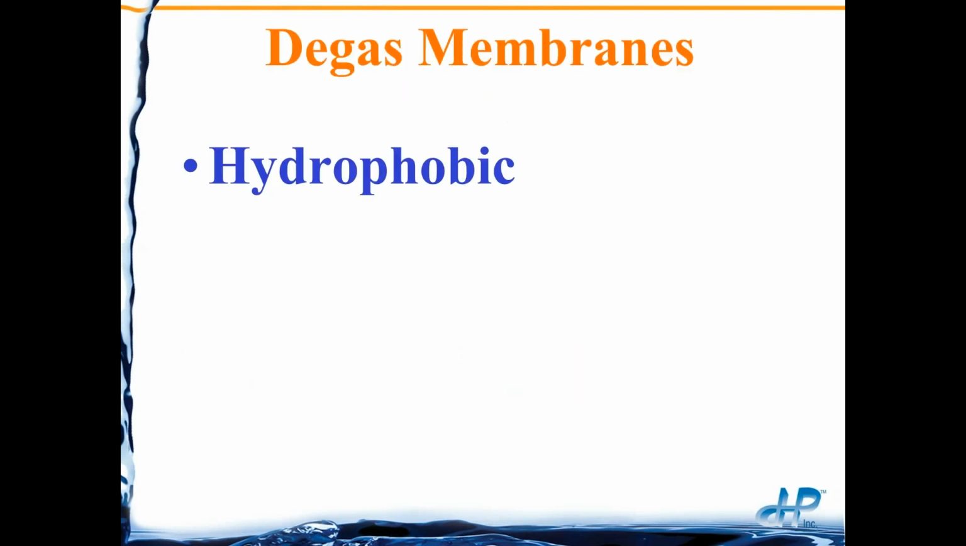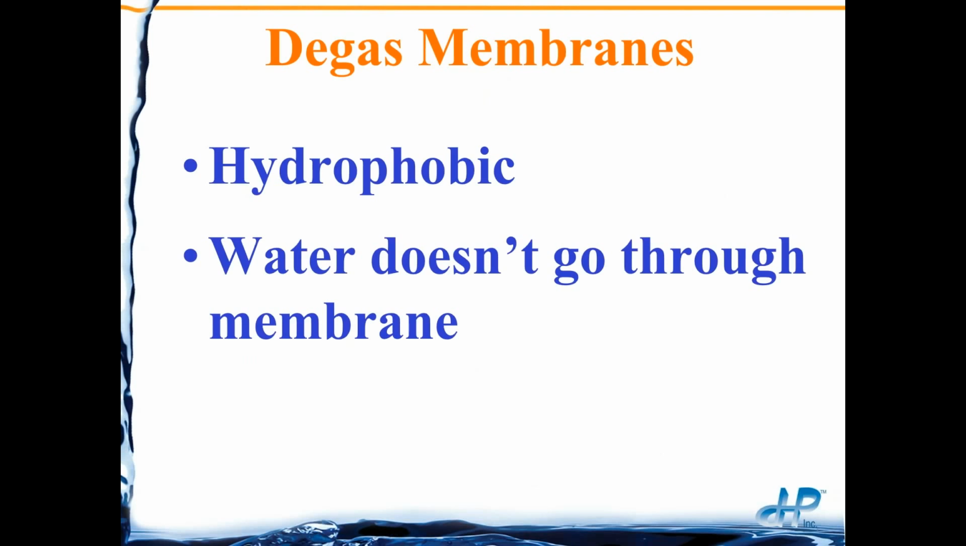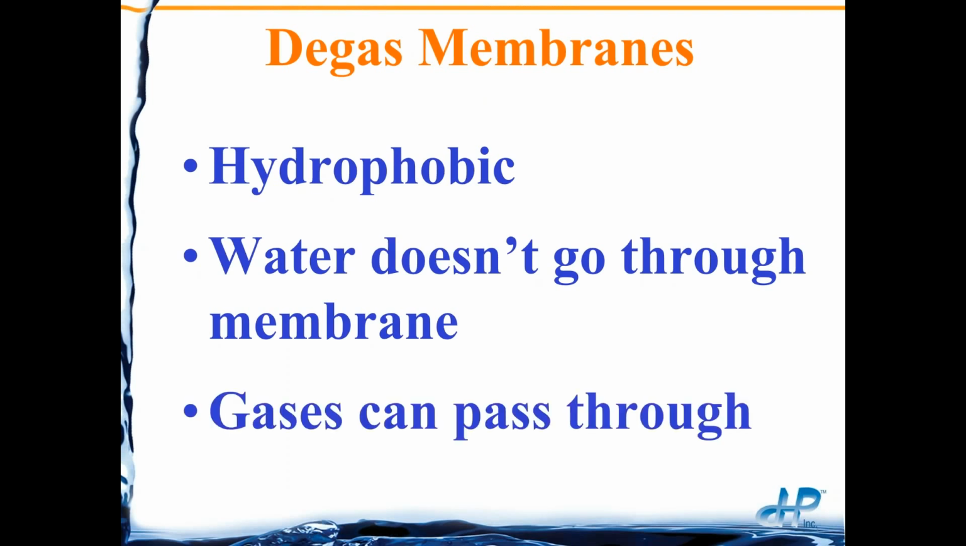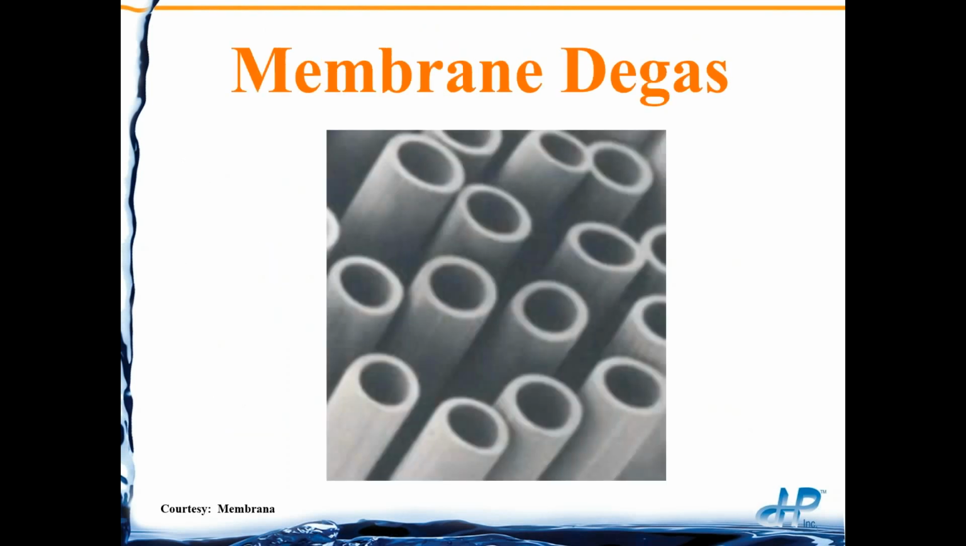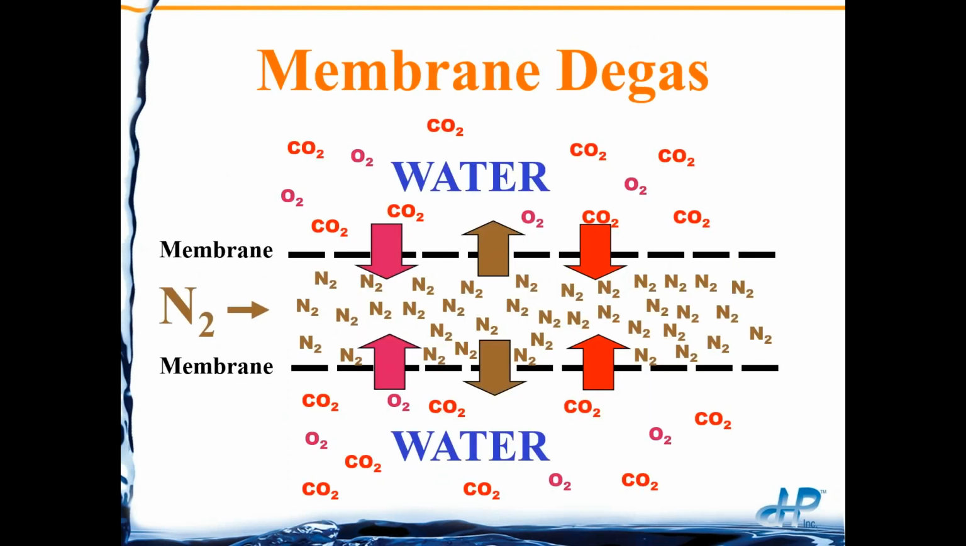And then lastly, membrane degas, that'll be the webinar 2 weeks from now. The membrane itself is hydrophobic. It is not a water transfer like an RO membrane. RO membranes allow water to go through. Water does not go through a degas membrane, but dissolved gases can pass through. So this is just a picture of what we'll talk about in a couple of weeks.